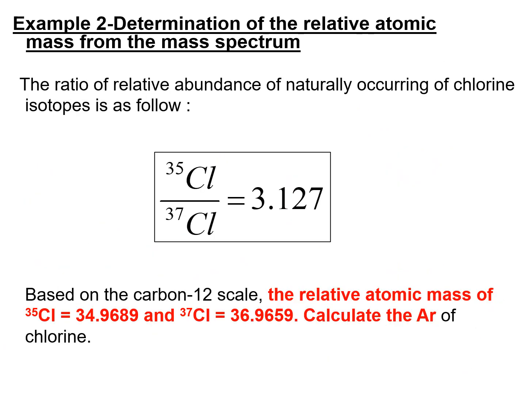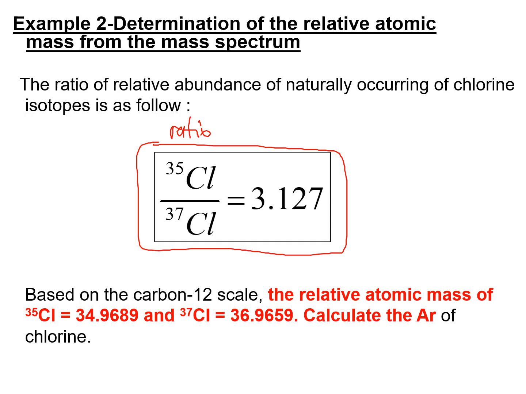Next, the next example, okay, kat sini pula dia suruh kamu cari relative atomic mass of given the ratio. Okay, the ratio of relative abundance of naturally occurring chlorine isotopes is as follow. Okay, inilah dia punya ratio. Kat sini dia bagi ratio pula, dia tak bagi mass spectrum. So macam mana you nak kira relative atomic mass ni kalau dibagi ratio?